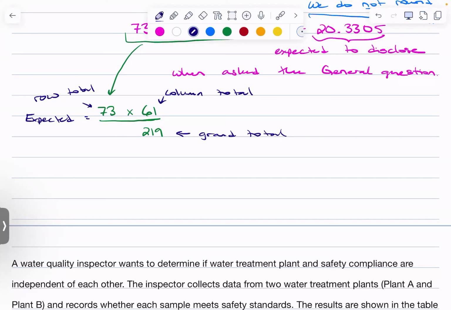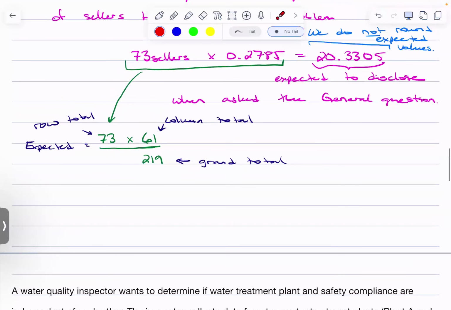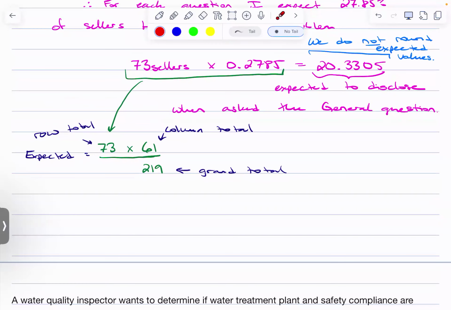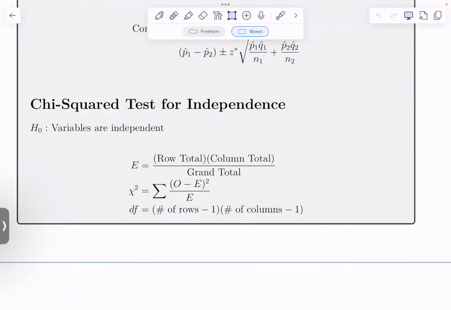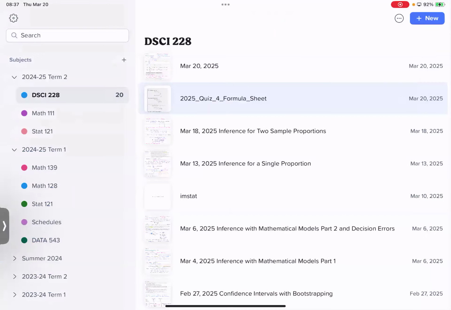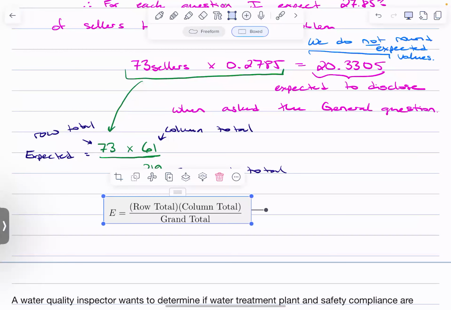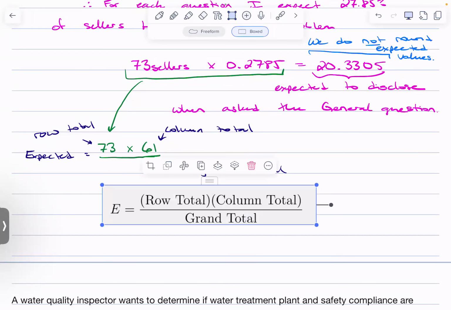Each cell is going to have a different combination of row totals and column totals, unless some of them are the same, but they're not necessarily the same. In our case, they are the same, but they're not necessarily the same. And so, all right, on our formula sheet, I give you E, which is the expected count of each cell.